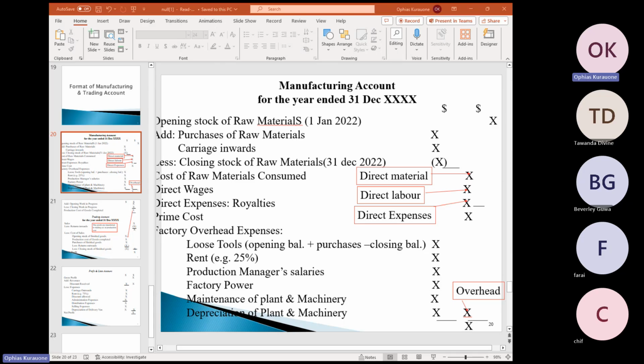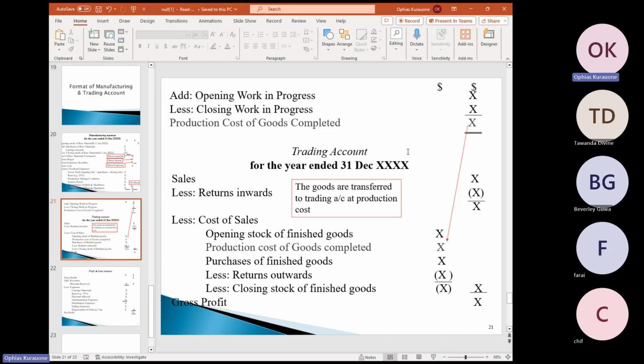That is, we looked at the issue of the trading account, like one of the previous speakers was asking about. Trading account for the year ended 31 December. Sales, less returns inwards. So you start by preparing the manufacturing account. Then after preparing the manufacturing account, you go and use this figure, the production cost of goods completed.